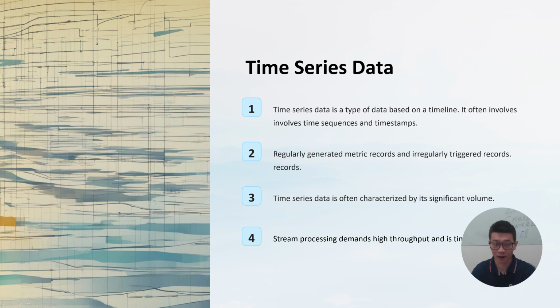Time series data is often characterized by significant volume. This is because over time, data accumulates continuously, and there are often multiple data sources, such as numerous monitoring devices. Dealing with such large volumes of data presents a challenge for stream processing. Stream processing demands high throughput and is time sensitive. This is because it primarily deals with time-based operations and is reliant on timely processing. Timeliness is a crucial aspect of stream processing.